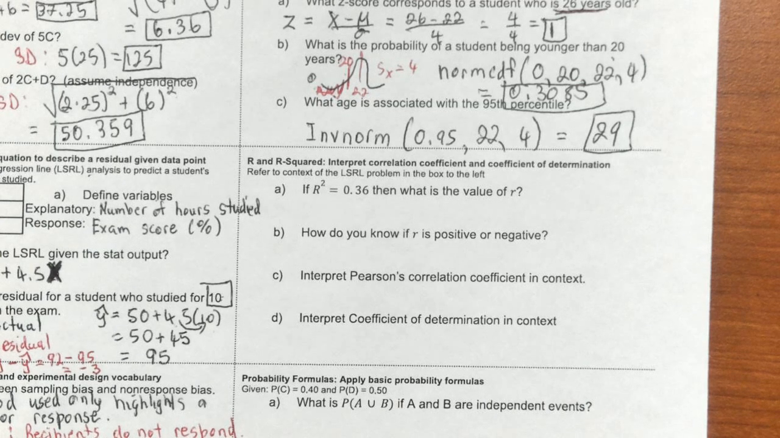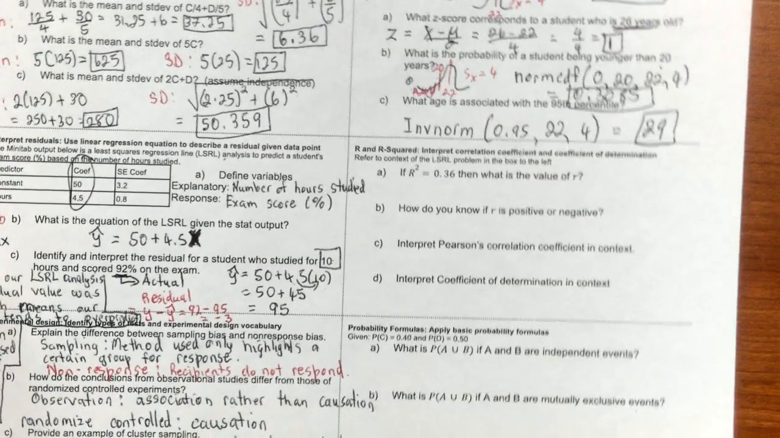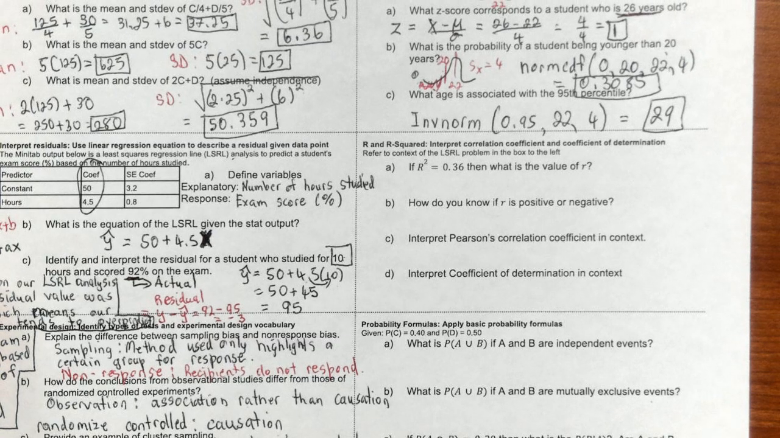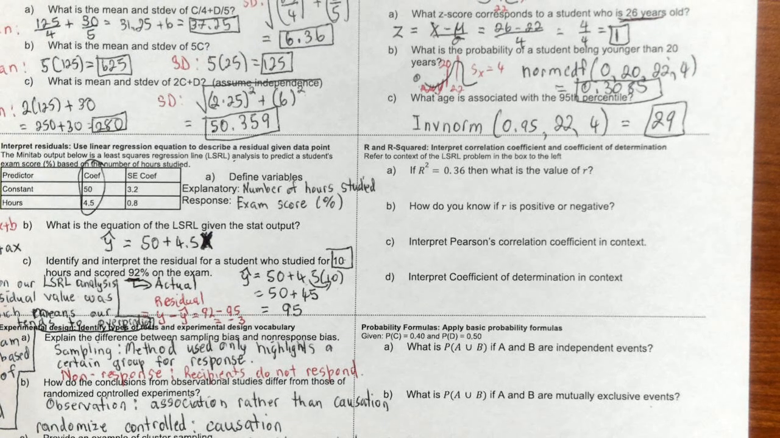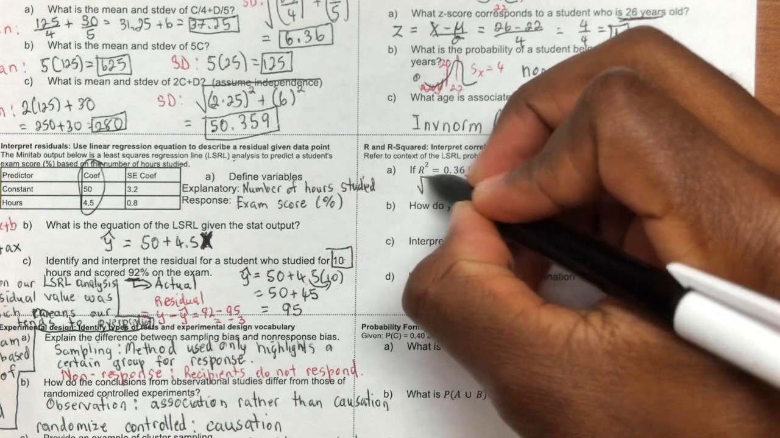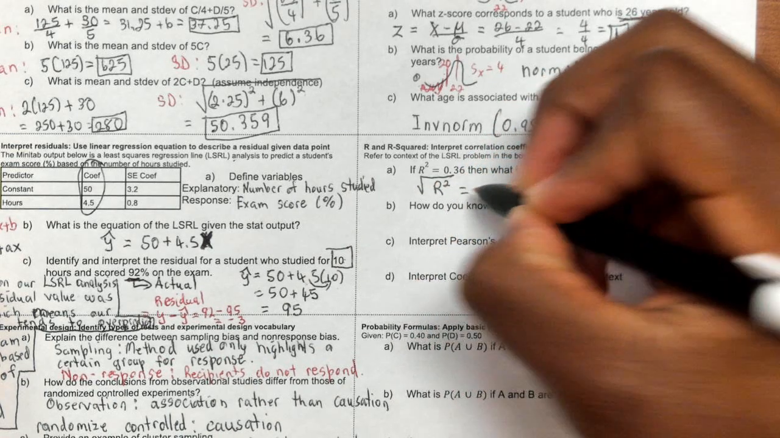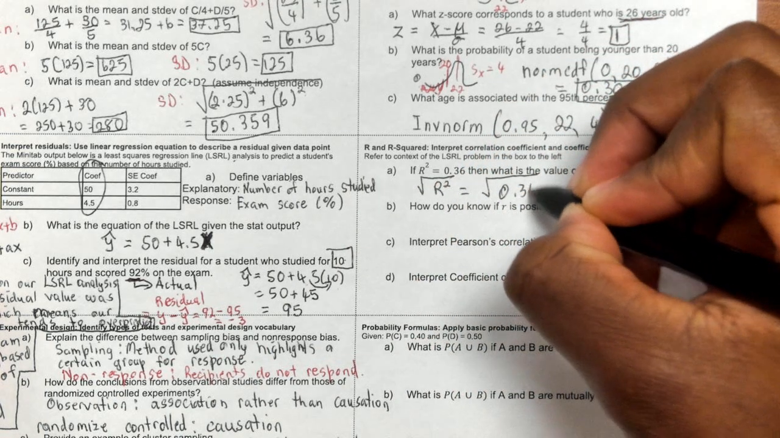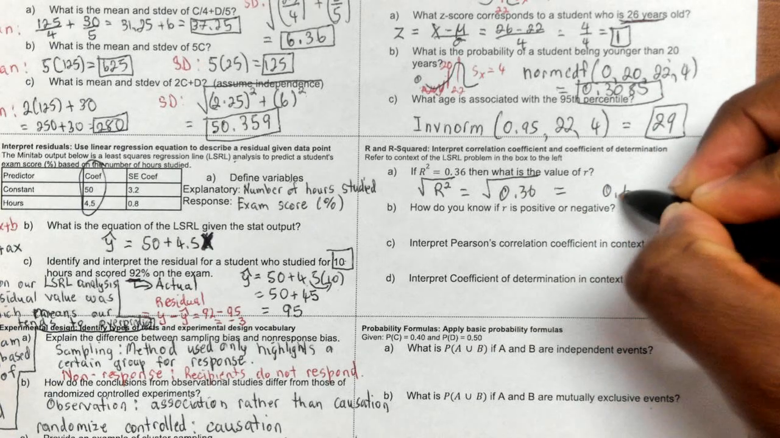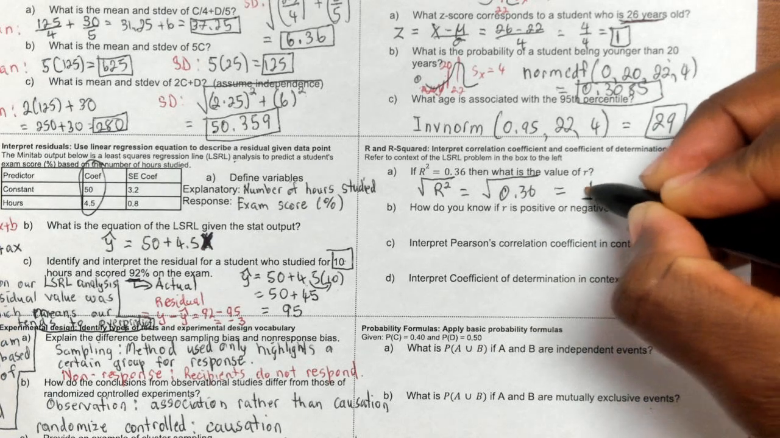So R represents the correlation coefficient, while R squared represents the coefficient of determination. Based on our LSRL equation to the left, if R squared is 0.36, then what's the value of R? To find R, all we're going to do is take the square root of R squared. So I take the square root of 0.36, and that will give me 0.6, but technically you get plus or minus 0.6.